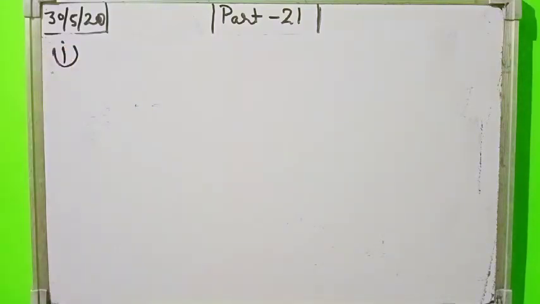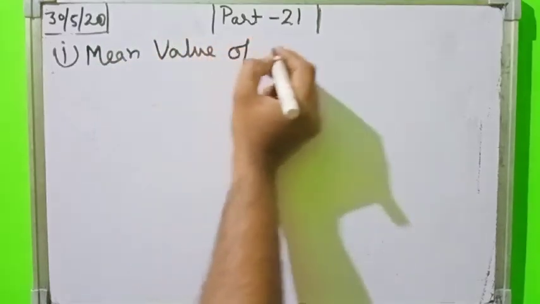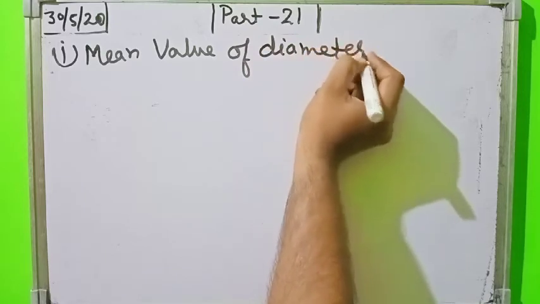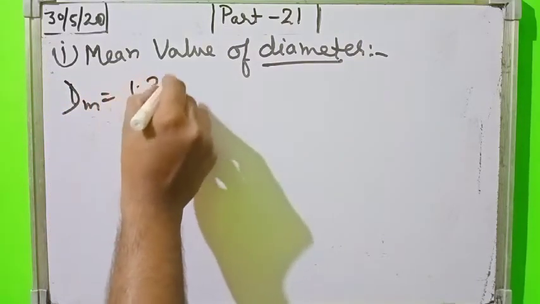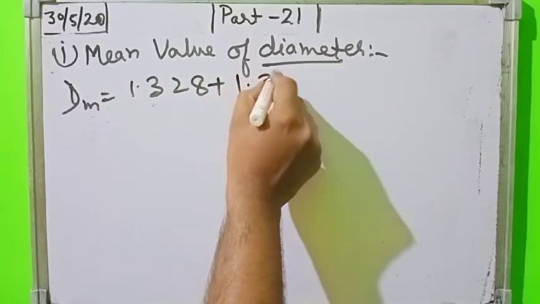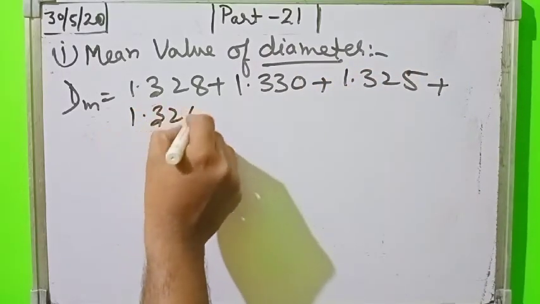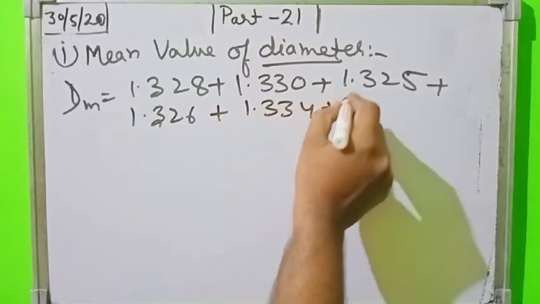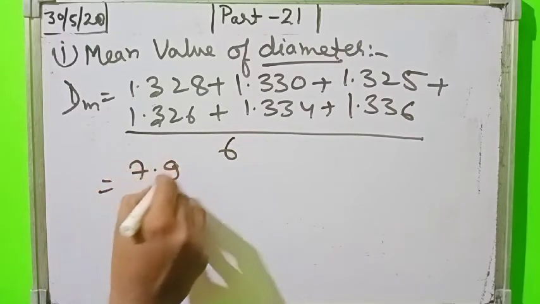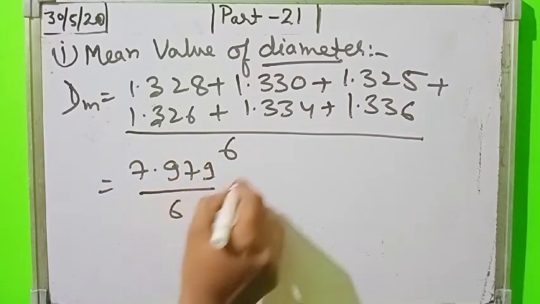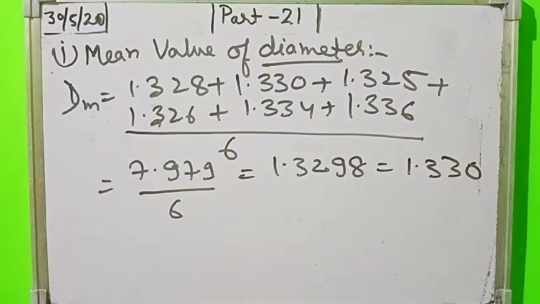First one is the mean value of diameter. The mean value of diameter, that is d mean, is equal to 1.328 plus 1.330 plus 1.325 plus 1.326 plus 1.334 plus 1.336 divided by 6. It is equal to 7979 divided by 6, 1.3298, and it is equal to 1.330. This is the true value.